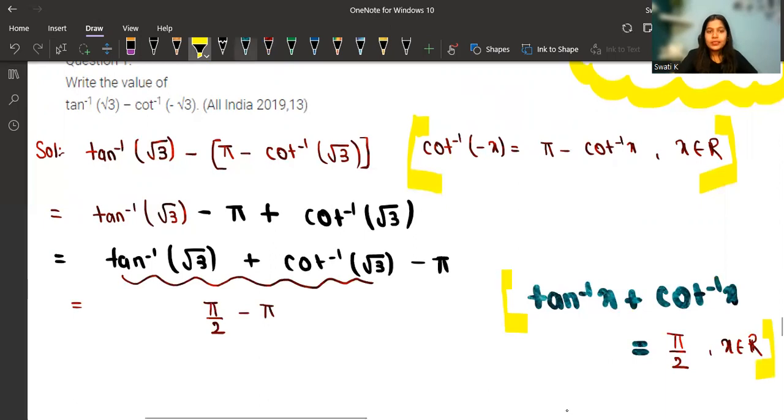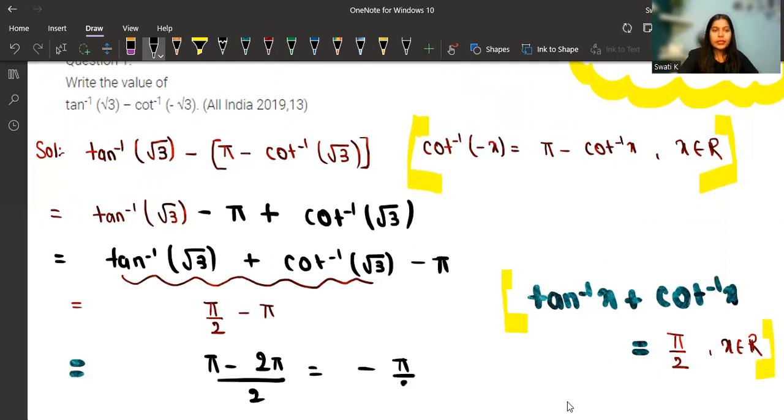Of course, this we know how to solve. Pi by 2 minus pi will simply become pi minus 2 pi upon 2, so it is minus pi by 2. All right, so this is our answer. This is a very important question. I hope you understood this. Let's move to the next question.